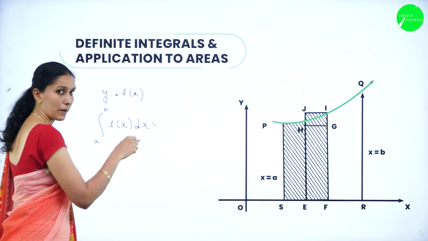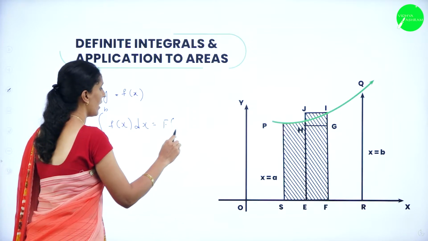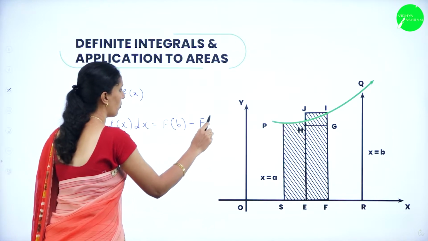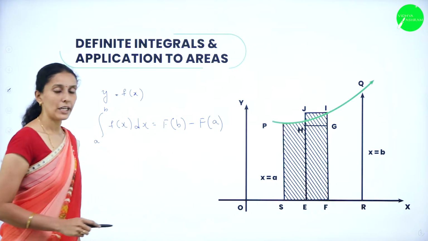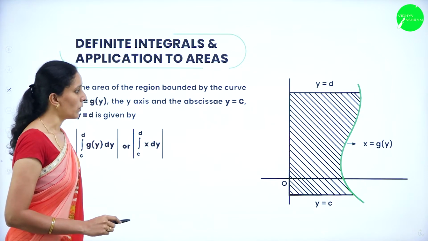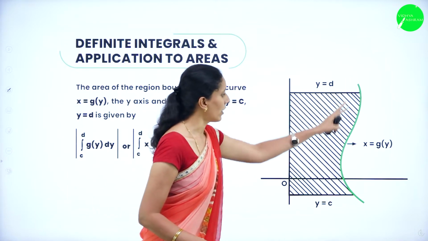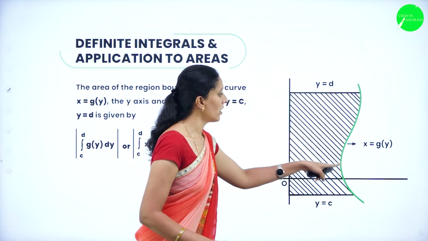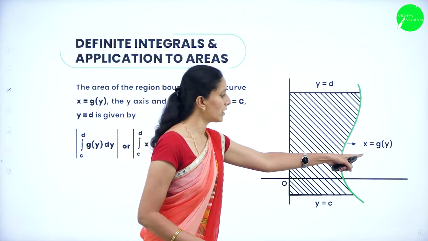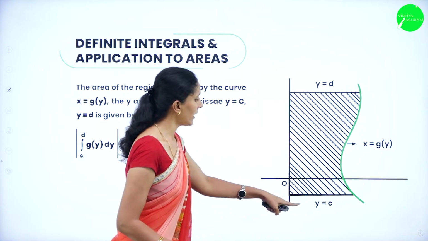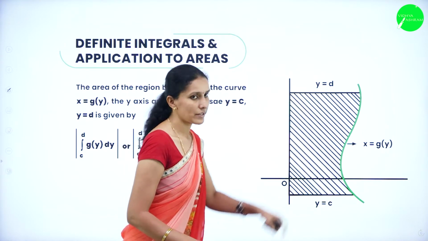Again, we apply the formula f of b minus f of a after finding the integral value. Suppose we assume this curve here. This curve is nothing but an equation in terms of x. Therefore, we take the lower limit y equals c and upper limit y equals d.